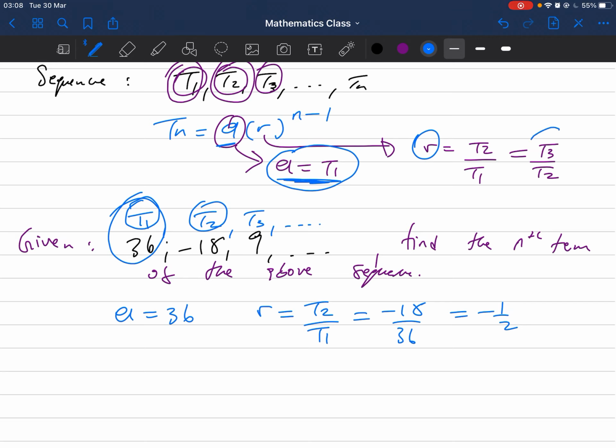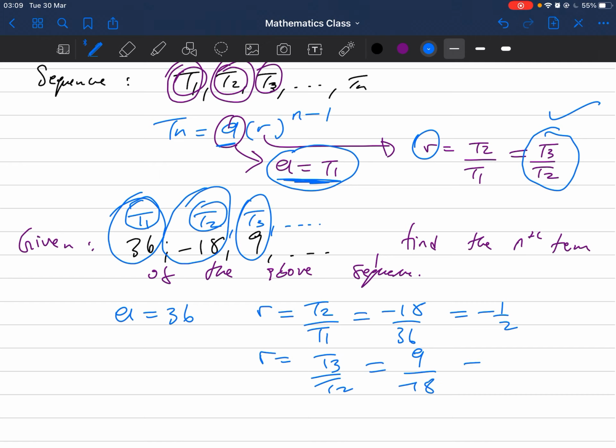And then I said also R can be T3 over T2. You don't have to do this when you're calculating this, but we're doing it now just to prove this statement here. So R is T3 over T2. Your T3 is 9, and your T2 is negative 18. Now you can take your calculator and punch 9 over 18, and you see your answer is half. See, the answers are the same, which proves what we mentioned here.